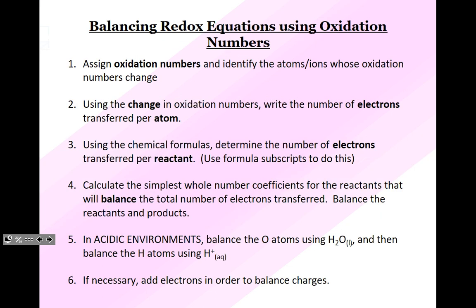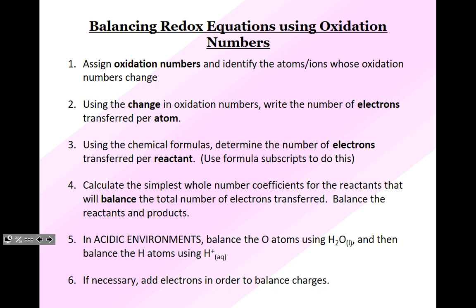Okay, let's recap. Balance the redox equations using oxidation numbers. Step number 1, assign oxidation numbers and identify the atoms or ions whose oxidation numbers change. Step number 2, use the change in oxidation numbers to write the number of electrons transferred per atom. Step 3, using the chemical formula, determine the number of electrons transferred per reactant. Step 4, calculate the simplest whole number coefficients for the reactants that will balance the total number of electrons transferred, then balance the reactants and products based on those coefficients.